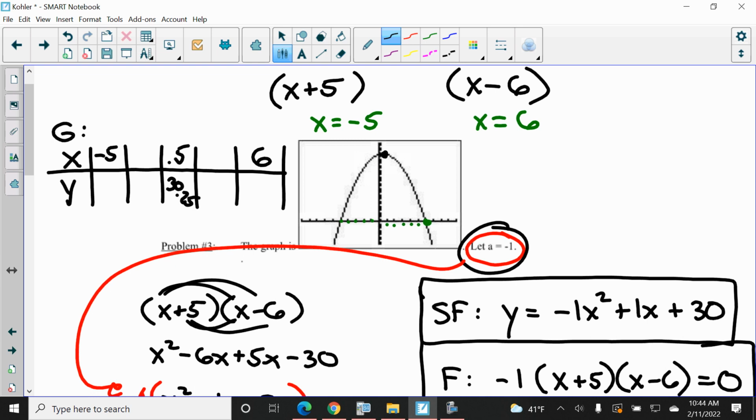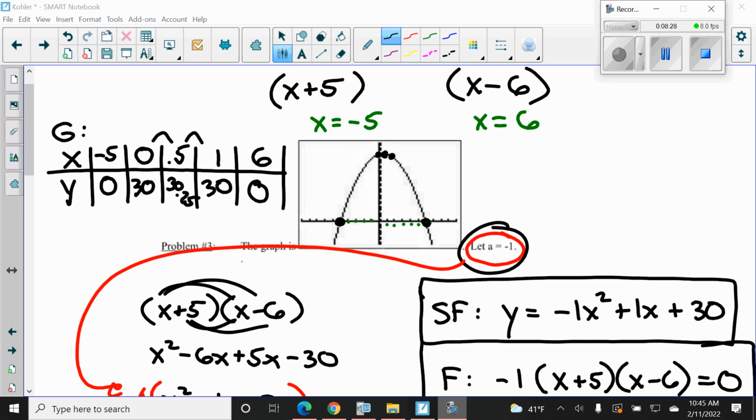Let's make a table to go with our graph. Even though the graph is already there, let's make our table. 1, 2, 3, 4, 5 spots. In the middle would be 0.5, and it was up 30.25, H and K. Okay, that looks reasonable right about there. And I've got the answers, of course, -5 and 6. They're both the same distance away. There's 6, there's -5. And how about they're called zeros.